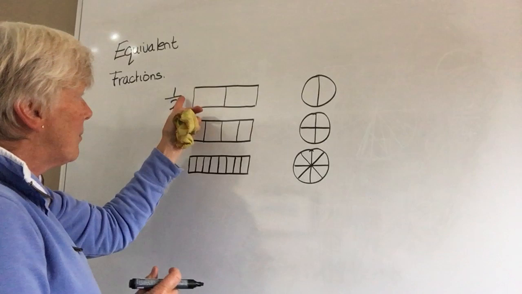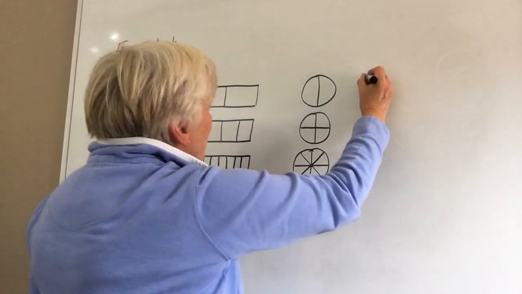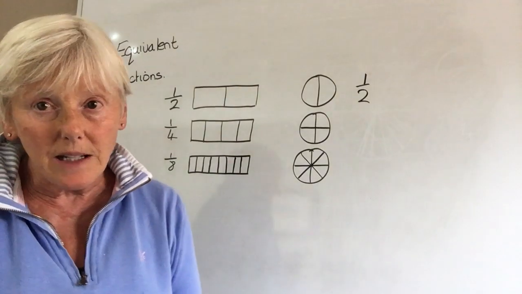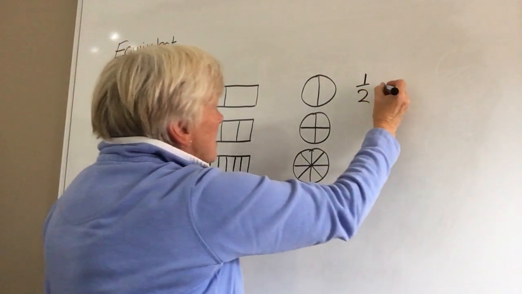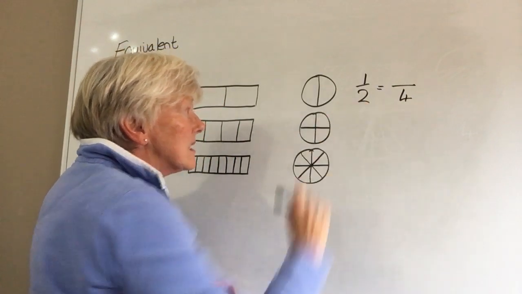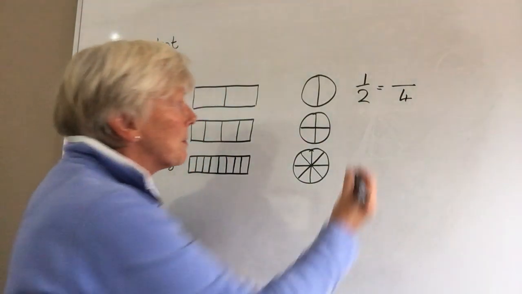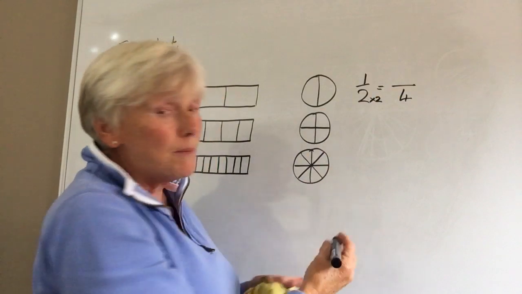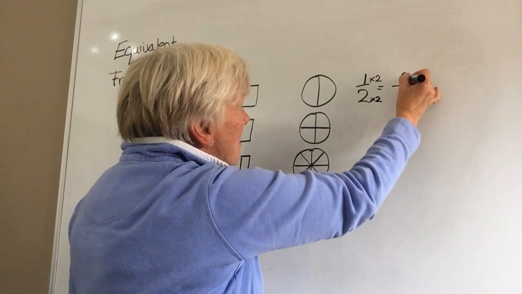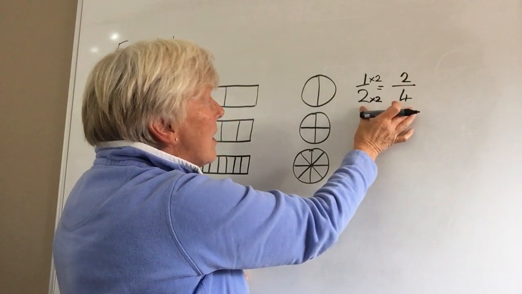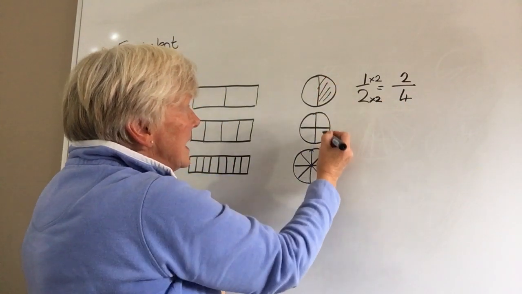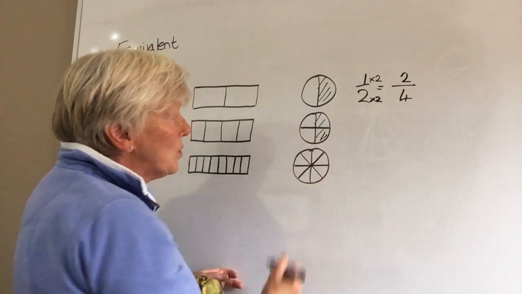So here, if we're looking at 1/2, and we've got a half in the form of a circle, how many quarters is that equivalent to? So we want to make it into quarters. What do I do to the denominator to turn it into quarters? Well, you know I multiply by 2, and what I do to the bottom, I do to the top. And so 1/2 is exactly the same amount as 2 quarters. They are equivalent or equal fractions. So my 1/2 shaded here is equal to 2 quarters.